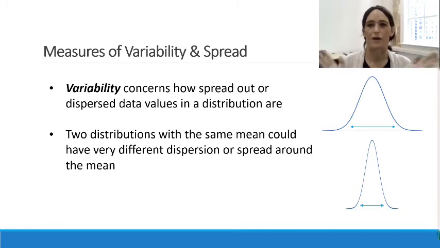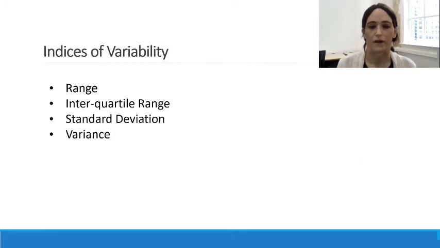So we want to describe how much variability there is in our data. Two distributions with the same mean could have very different amounts of dispersion around that mean. And so it's another way of describing our data, how much variability there is in our study sample. There are multiple indices of variability. They include the range, the interquartile range, the standard deviation, and the variance. Of these, the standard deviation is going to be the most important in terms of going forward and understanding variance, but we do often want to report things like range and interquartile range.